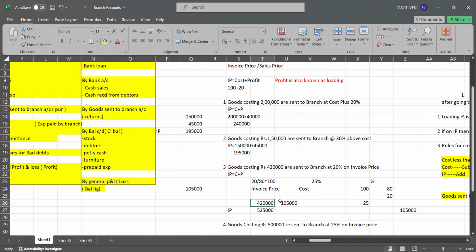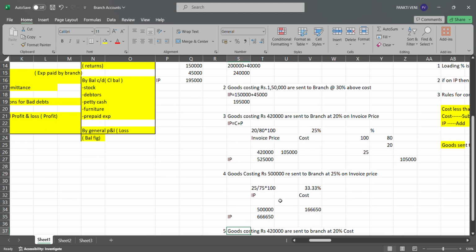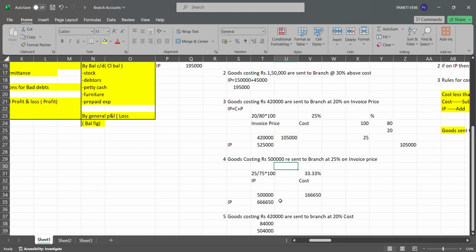So 4,20,000 plus 1,05,000 gives a total of 5,25,000. This is what is known as goods costing rupees 4,20,000 sent to branch at 20% on invoice price. Then we have the fourth sum: goods costing rupees 5 lakh sent to branch at 25% on invoice price.